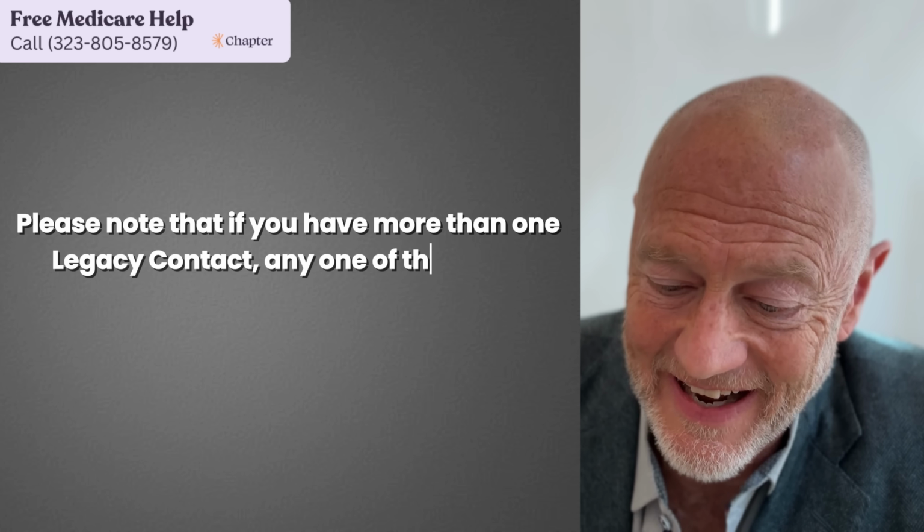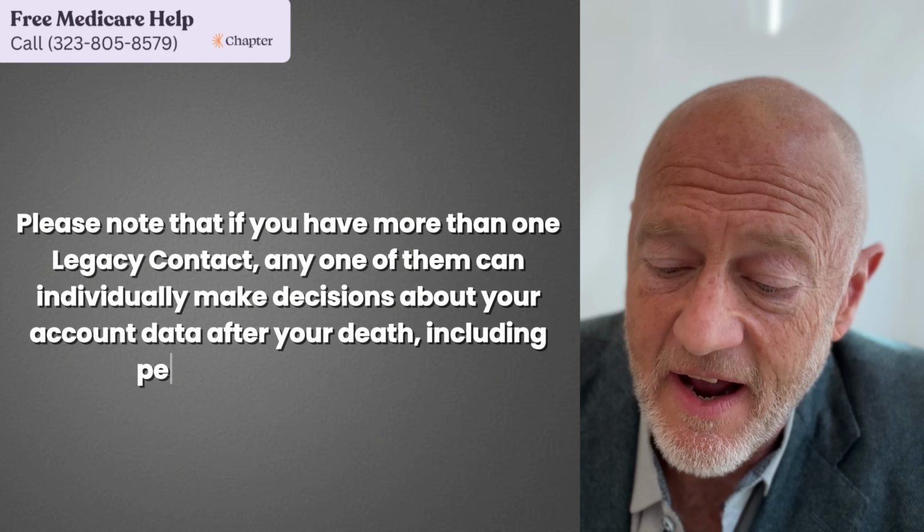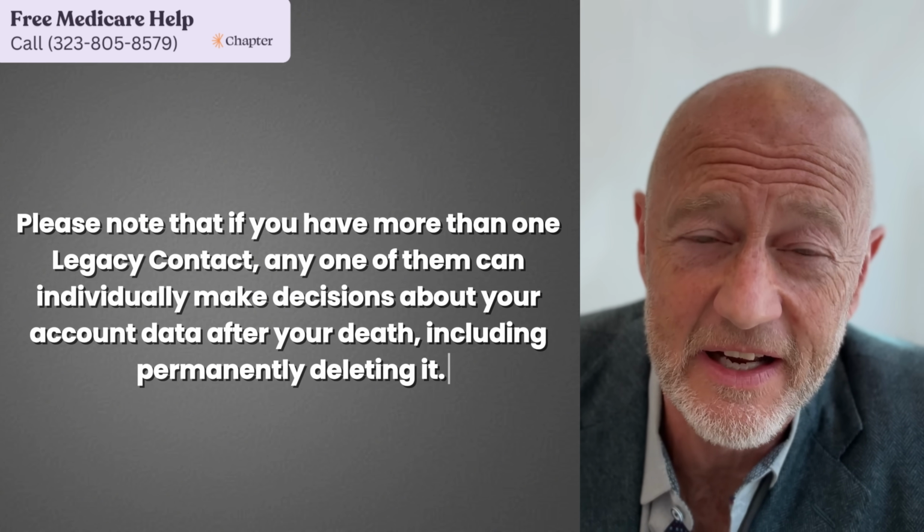So if you got hit by a bus, one of these legacy contacts would have to reach out to Apple and say, hey, my spouse passed away, one of my parents passed away, and I'd like to get the photos off of their phone. I'd like to get access to information that's on their phone, some of their passwords. Apple goes on to say, please note that if you have more than one legacy contact, any one of them can individually make decisions about your account data after your death, including permanently deleting it. So the first person that contacts Apple could actually delete everything. So you want to choose who you give access to, obviously, carefully.